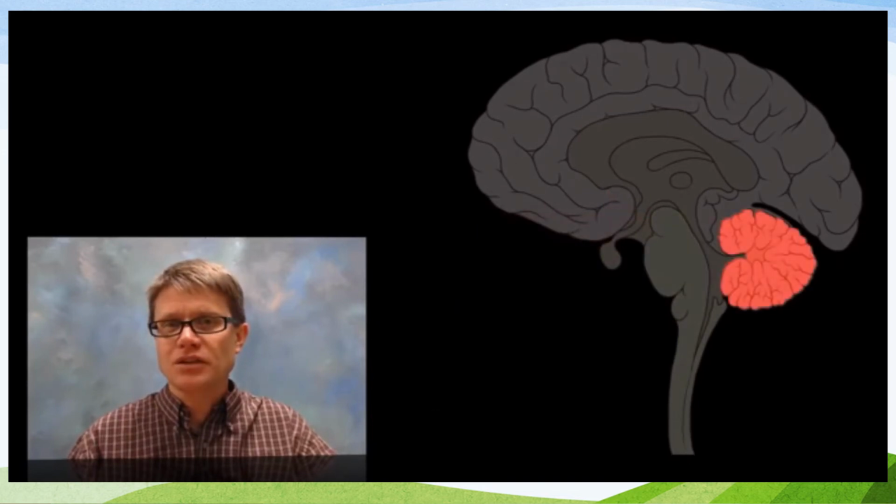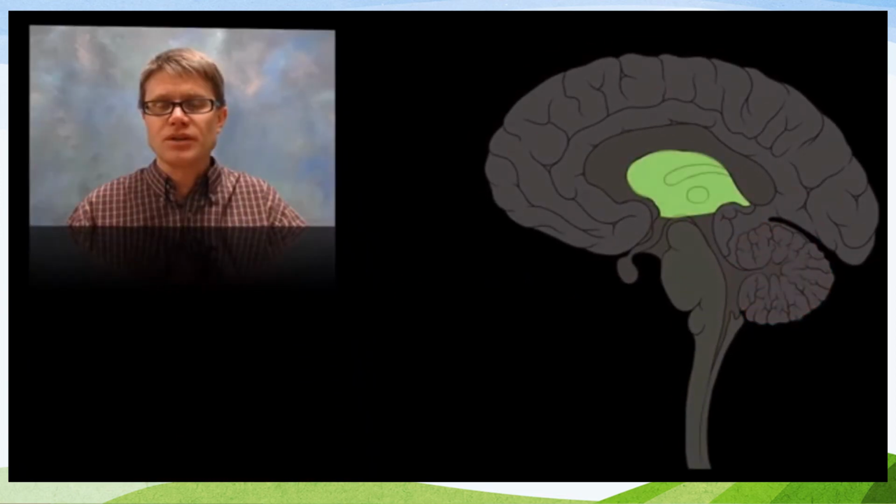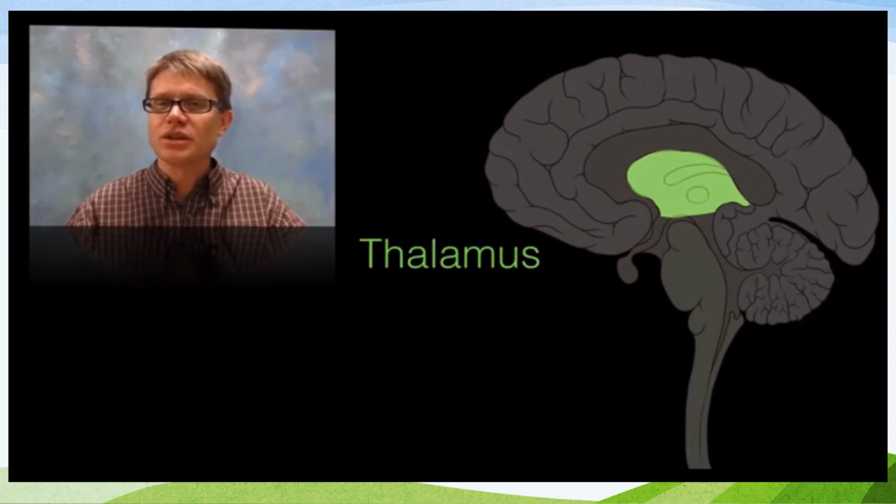What's behind that? What's that structure called? That is the cerebellum. And so what's the cerebellum do? Remember, that's coordination, motor control, and also motor memory. Do you remember what sits right up above the brainstem? That is the thalamus. What's the thalamus do? Remember, it sorts information as it moves up to the upper parts of the cerebrum.